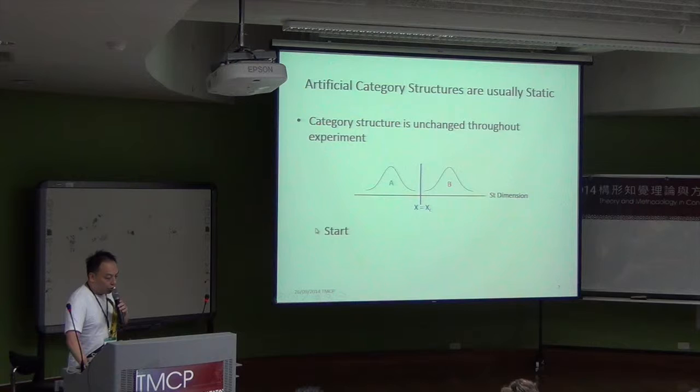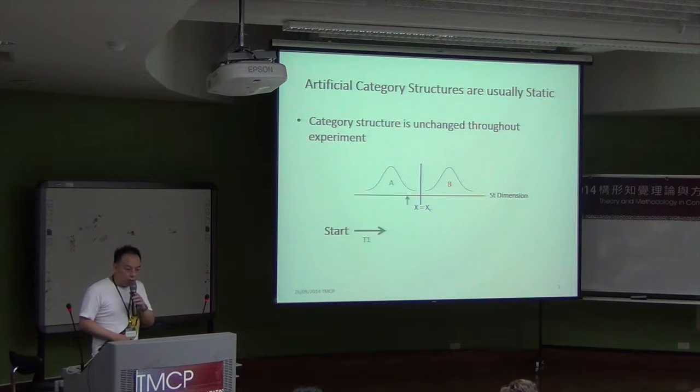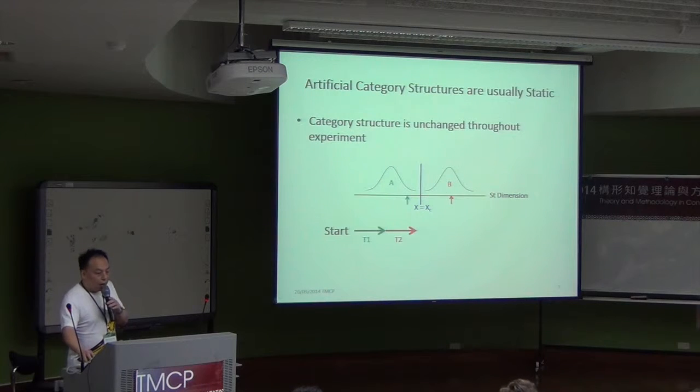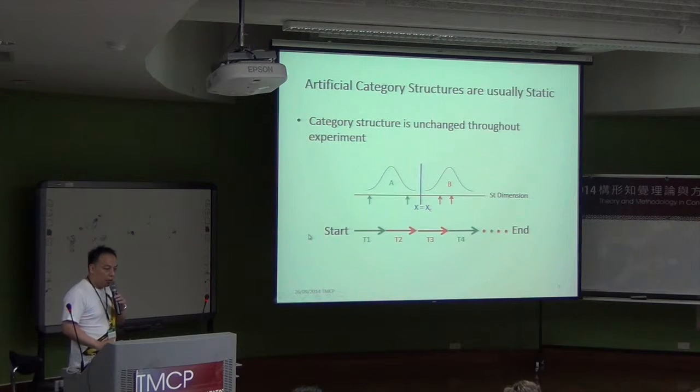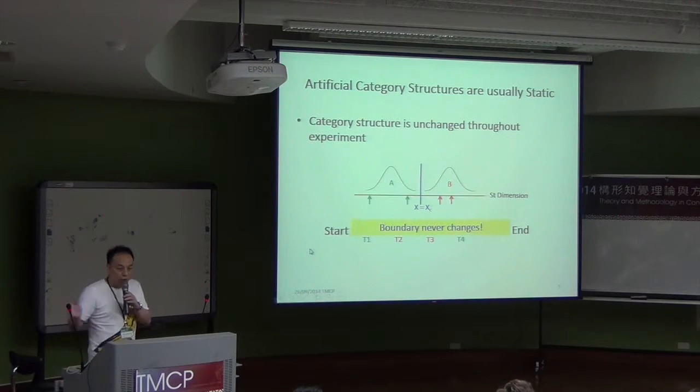At the outset of the experiment, the computer randomly picks one of the stimuli from the stimulus population. For example, let's say this is an item from category A. The subject has to make their response, then they receive corrective feedback, and then move on to the next one. This time, maybe you sample another one, which is from category B, and just keep doing this until the end of the experiment. So you can notice that the category boundary never changes throughout the whole experiment.